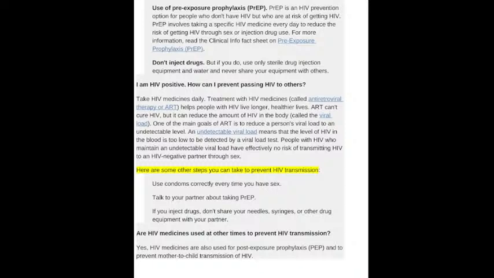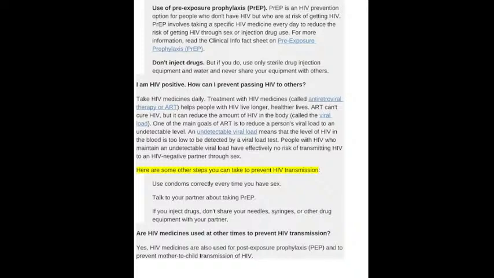These are called antiretroviral therapy, or ART, and it helps people with HIV to live longer, healthier lives. They cannot cure HIV, but of course what they do is reduce the viral load in the body. One of the main goals of ART is to reduce a person's viral load to an undetectable level.